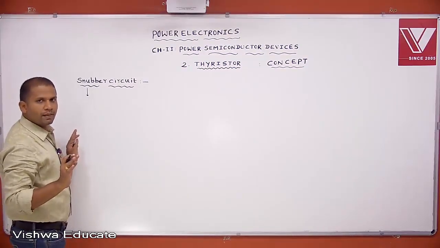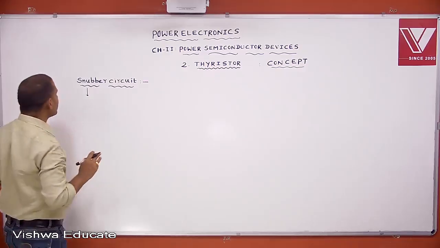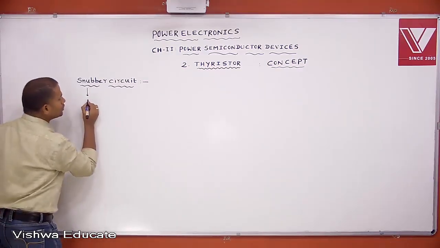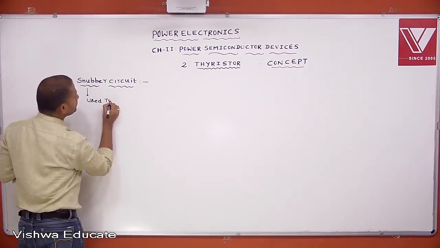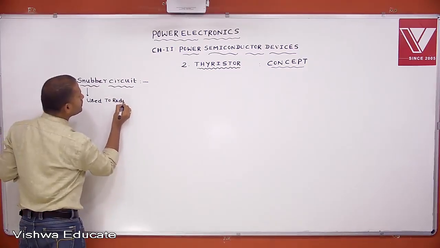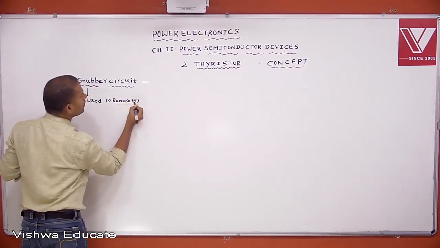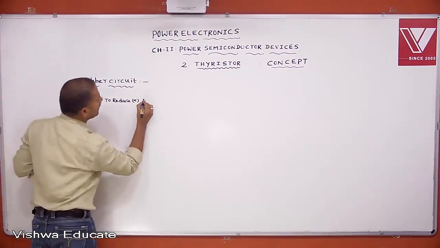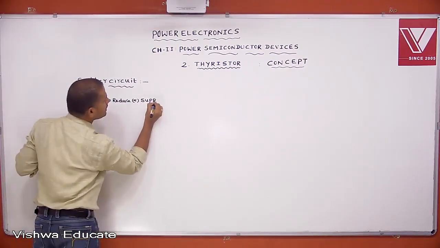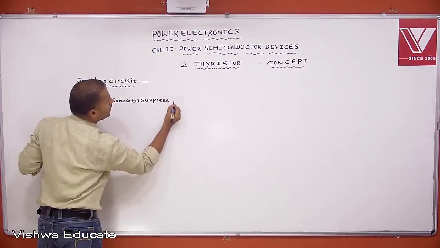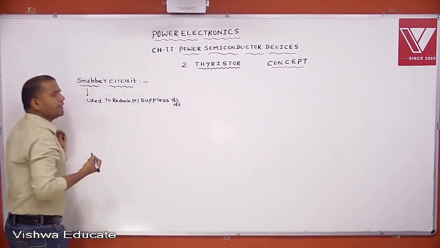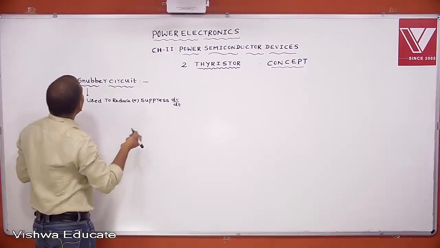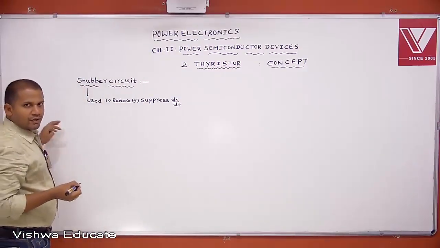In general, the main purpose of using Snubber circuit is to reduce or suppress dV by dt. That is the purpose of using Snubber circuit.